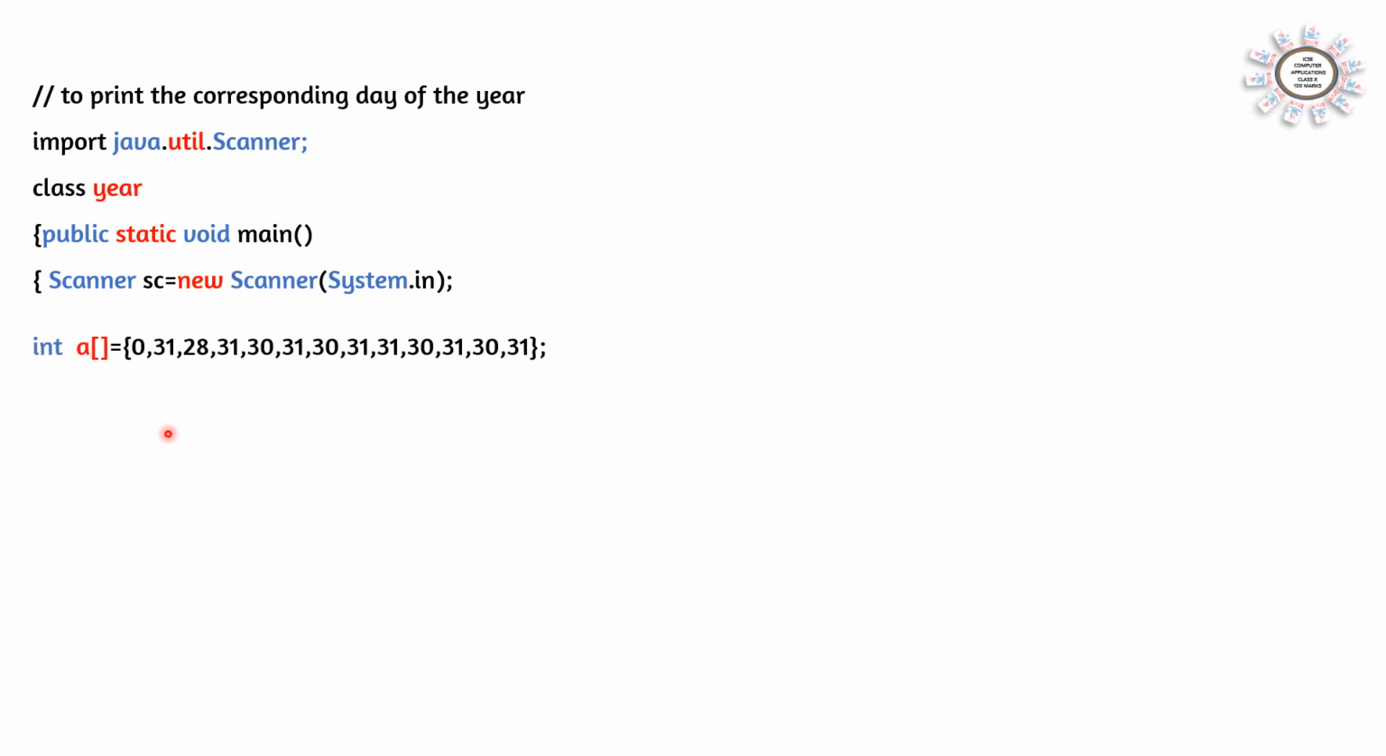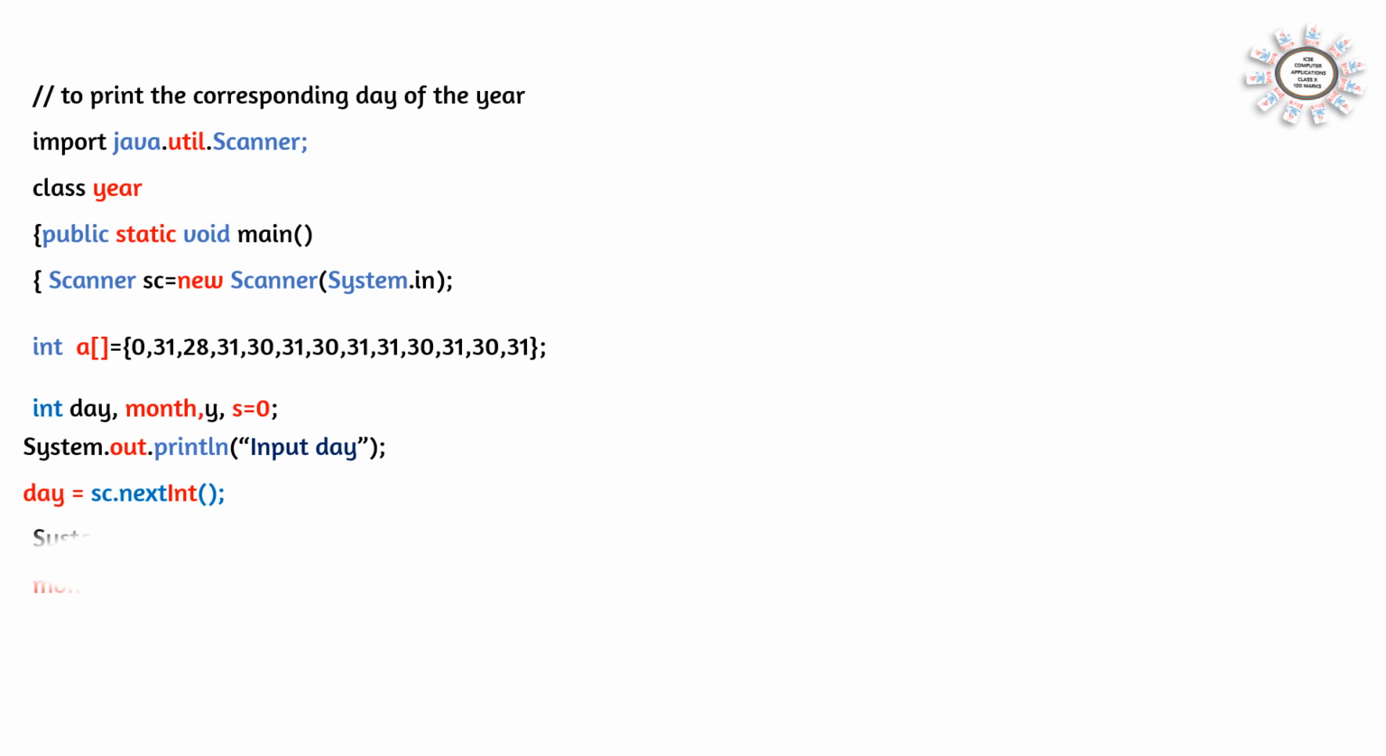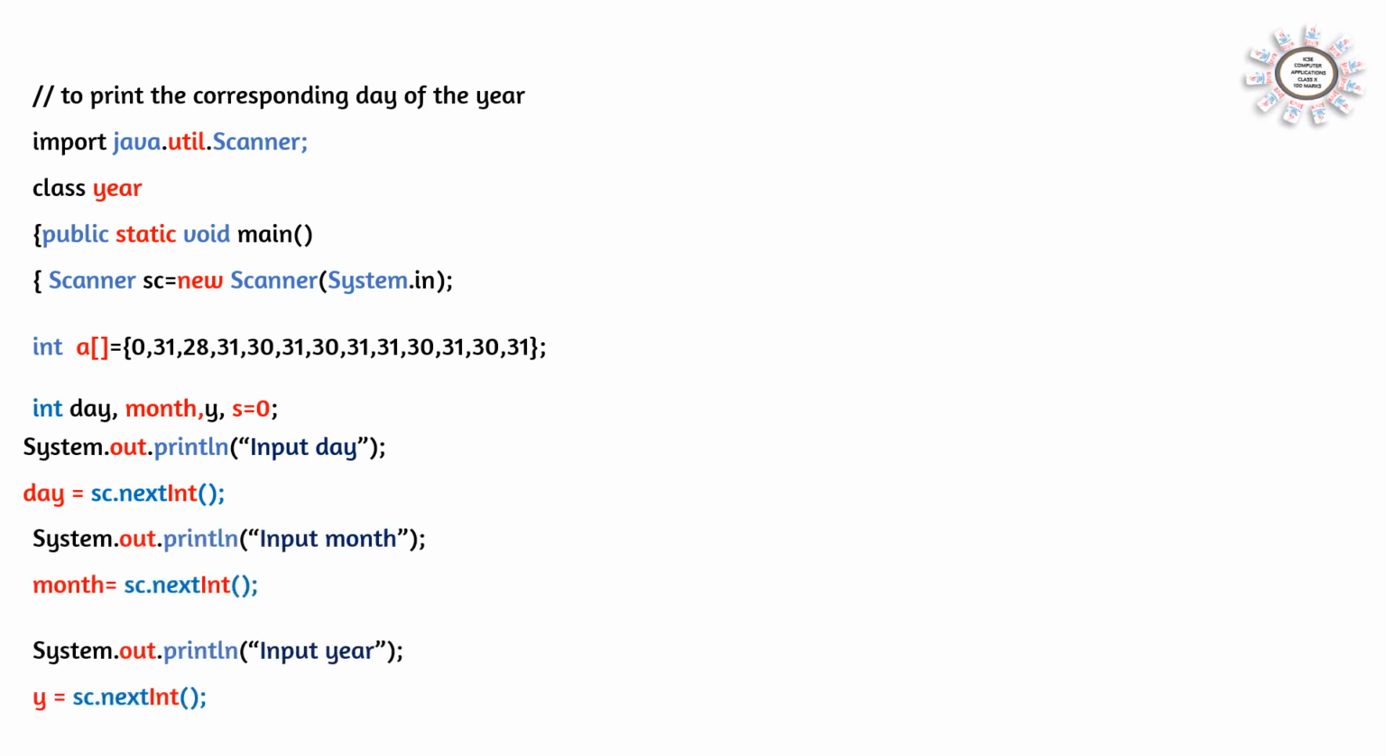Starting position it is 0 and from position 1, January 31 days, February, March, April, May, June, July, August, September, October, November and December. The number of days we have stored according to the month in proper order. And now accept the day here. So declare the variables, accept the day which you have to find, month and then year.